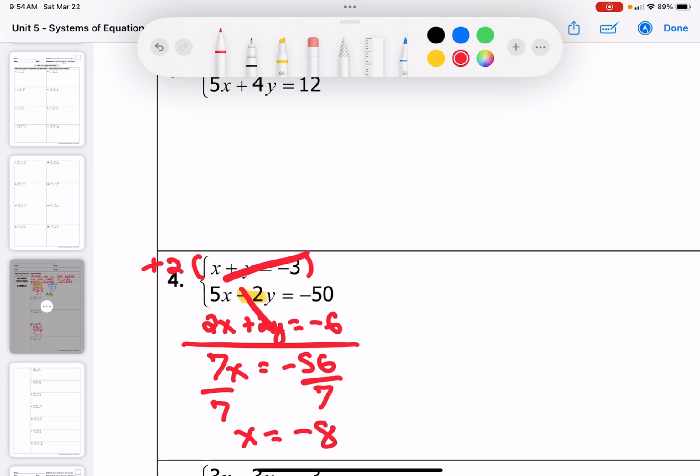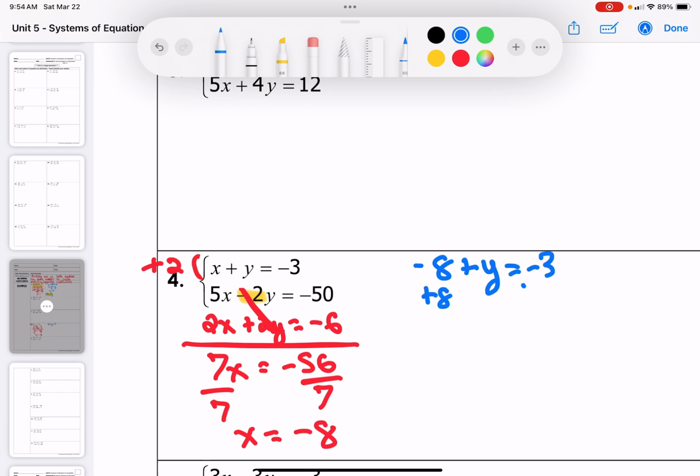So that's my x, right? So now I'm going to take that x, and I'm going to plug it into the top original equation because it's the simplest equation out of all three. Right, so let's do that. I have my x is negative 8, so I'm going to do negative 8 plus y is equal to negative 3.